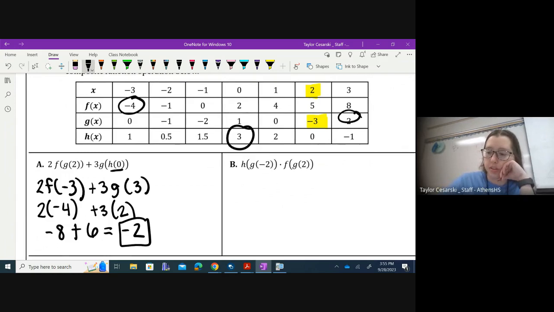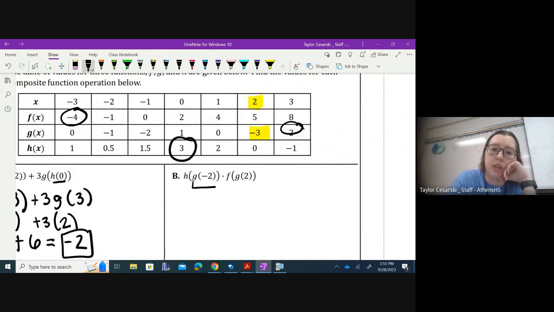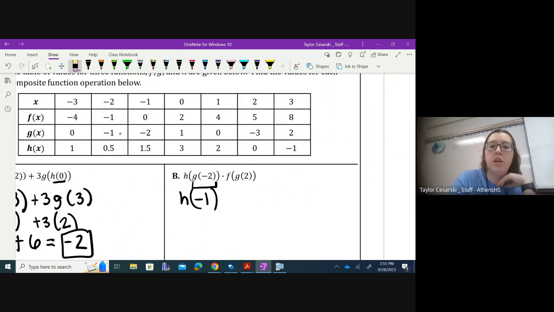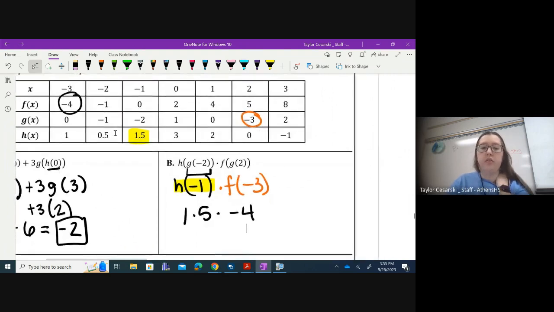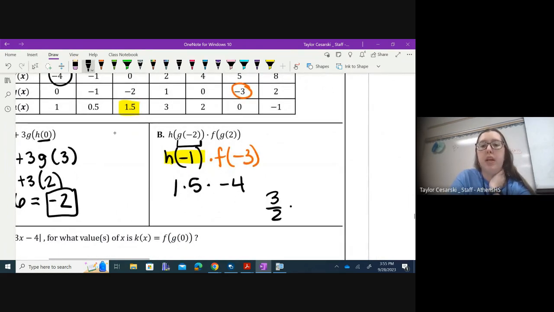All right, next we're going to do the same thing on part B. So start with the inside. G of negative 2 is negative 1. So I have h of negative 1. Let me erase what I have here so far. All right, times f of g of 2. Well, let's see what g of 2 is. That's negative 3. Okay. Then we can keep going. H of negative 1 is 1.5. Times f of negative 3 is negative 4. Okay. So 1.5 times negative 4, 1.5 is 3 halves, times negative 4 is negative 12 over 2, which is negative 6.